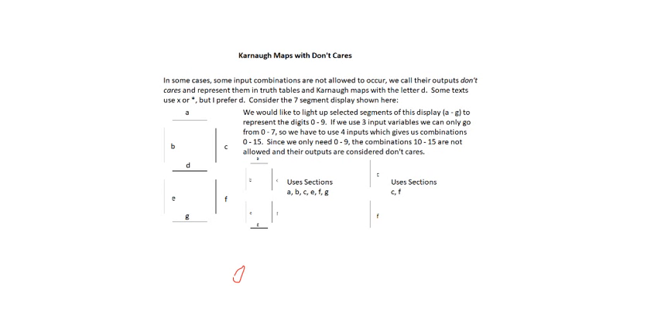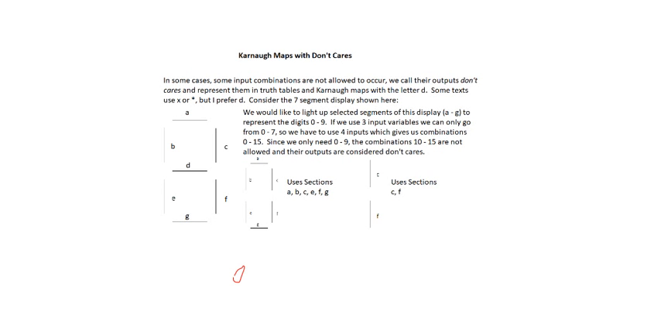Now, I want to control this with a digital input. So I've got to have, let's say, 3 push buttons. I want to go from 0 to 9, but 3 push buttons will only give me 0 to 7. So that's not enough. I have to use 4 inputs, which gives me combinations from 0 to 15. But since we only need 0 through 9, we don't allow the 10 through 15 combinations, and so we're going to set their outputs to don't cares.